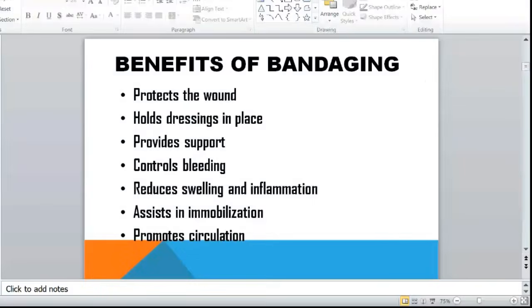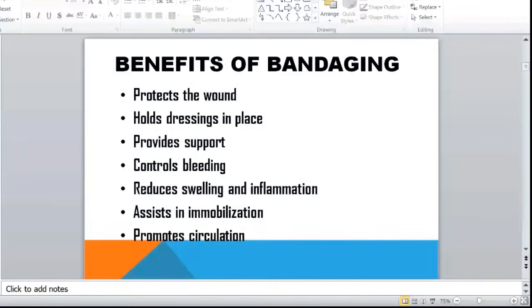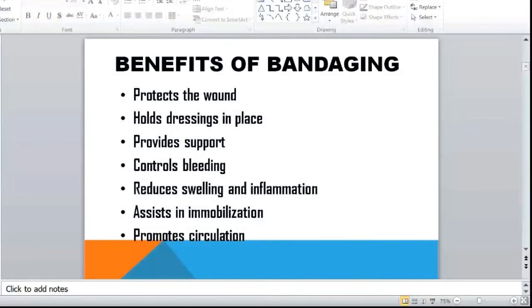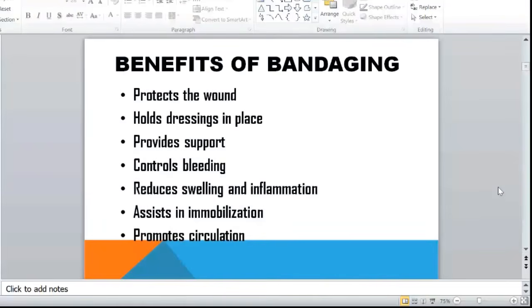Then number 3, we can use it to provide a form of mechanical support to the weak or injured parts of the body. If someone sustains a sprain, or a strain, or a fracture, you can use a bandage to hold that part together. Another benefit is controlling bleeding in most cases. We can use it to maintain hemostasis. A pressure bandage can help to compress blood vessels and control hemorrhage from minor wounds and injuries until someone is able to get treatment.